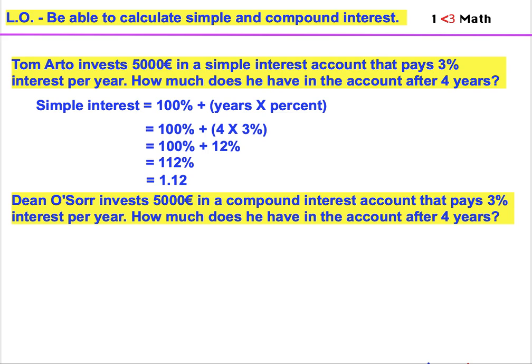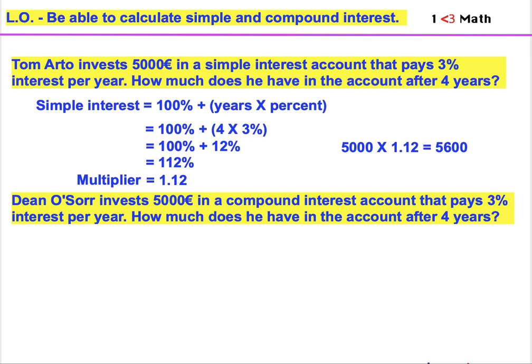Now what we can then do to calculate the amount is we can say, right, so how much was the 100%? How much was the original amount? It was 5,000. We've got a multiplier of 1.12. So we're going to do 5,000 times 1.12. And that gives a total of 5,600.